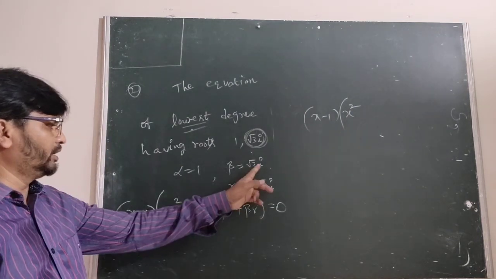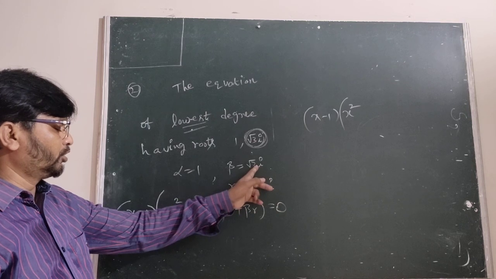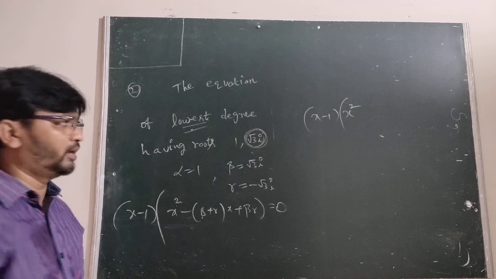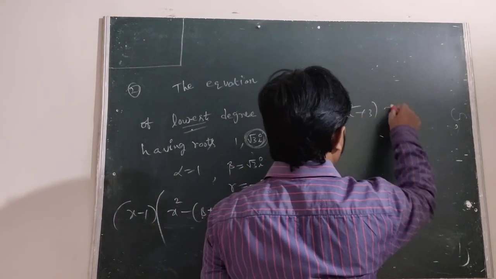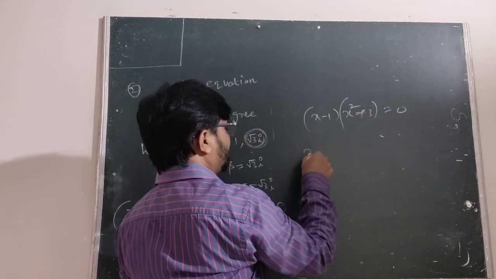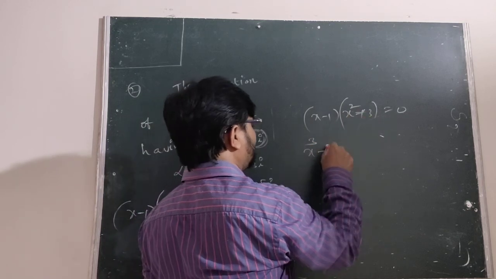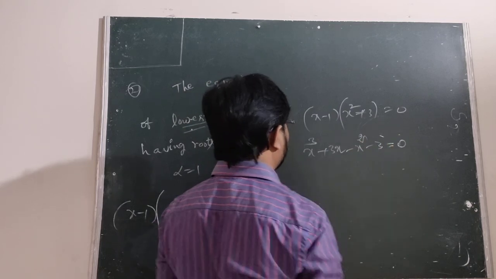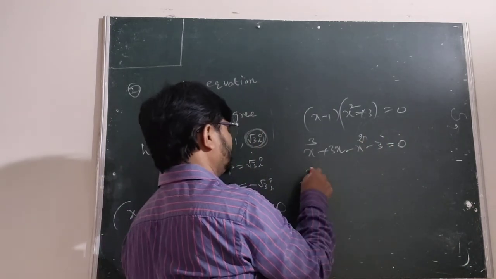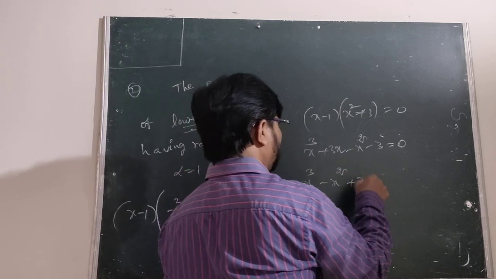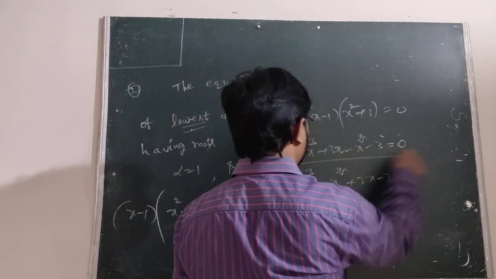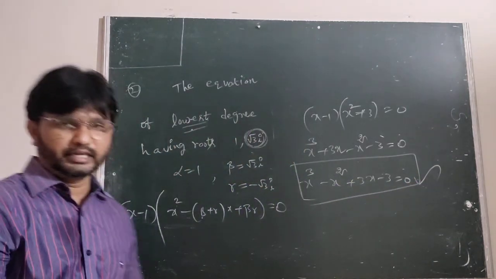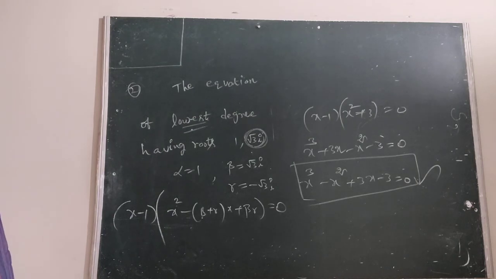Now beta gamma is root 3i into minus root 3i, which is minus 3 i square. I square is the value minus 1. Minus of minus, plus 3. Now this can be written as x cube plus 3x minus x square minus 3 equal to 0. Therefore x cube minus x square plus 3x minus 3 equal to 0 is our required answer. Now we are going to discuss the next question.